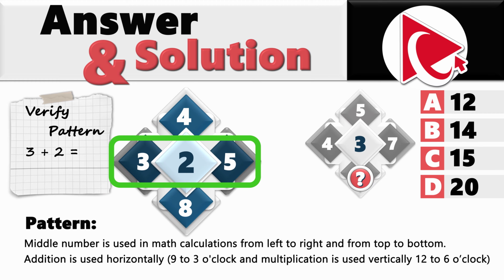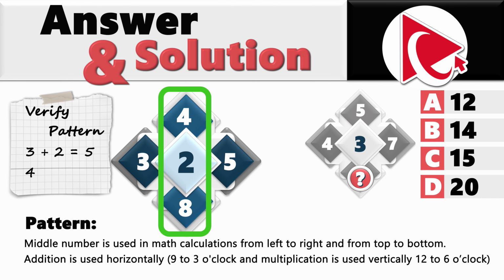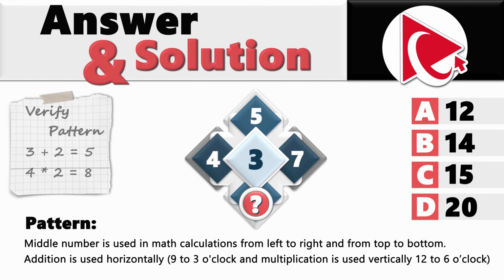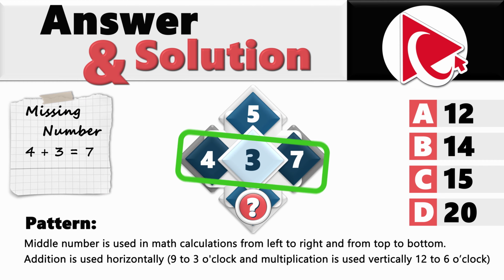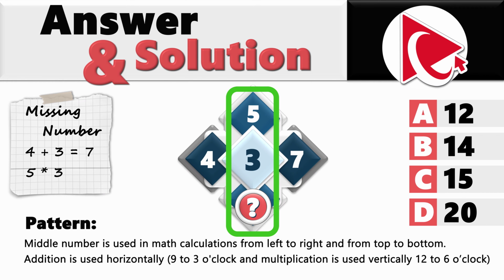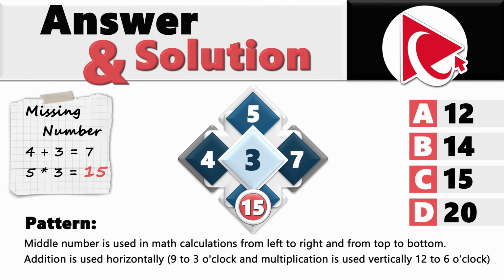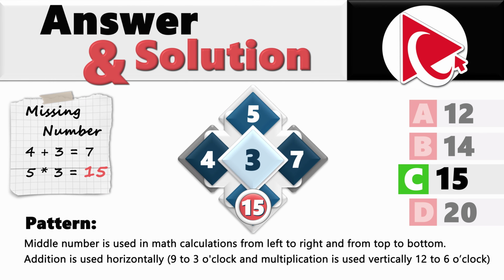3 plus 2 equals 5, and vertically 4 multiplied by 2 equals 8. With this in mind, you can easily calculate the missing number. So horizontally in the second diamond, 4 plus 3 equals 7, and vertically 5 multiplied by 3 equals 15. So the correct answer here is choice C, 15.